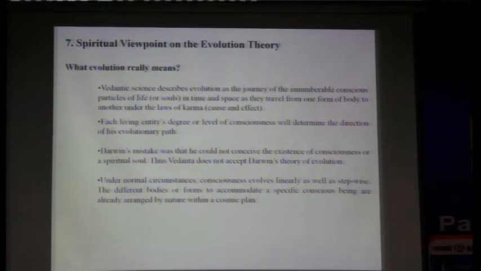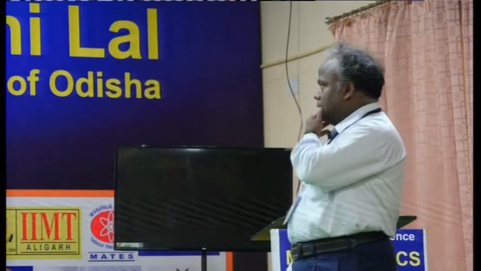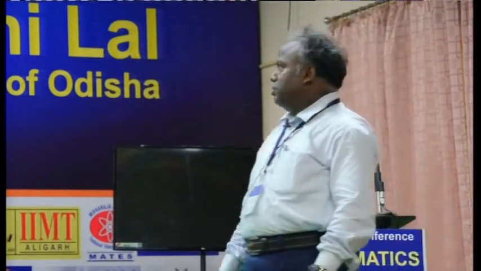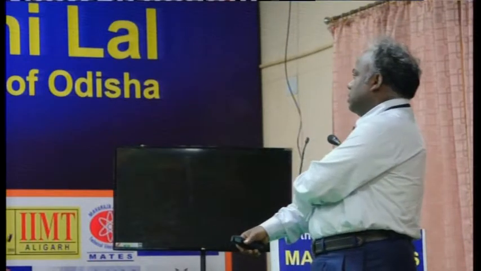This law of karma is, I think, nowadays also to some extent known in the West as well, because as you sow, so you will reap. This is very much accepted, at least among educated people. Each living entity's degree or level of consciousness will determine the direction of his evolutionary path. It's not that it is one way, but both ways. If consciousness goes down, you can also go down in the species. Darwin's mistake was that he could not conceive the concept of consciousness, the living particle, or the soul. Thus, Vedanta does not accept Darwin's theory of evolution. Under normal circumstances, consciousness evolves linearly as well as stepwise. The different bodies or forms to accommodate a specific conscious being are already arranged by nature within a cosmic plan.